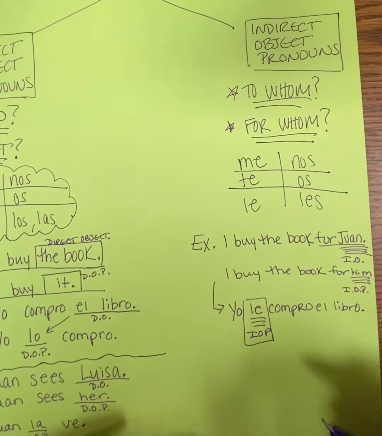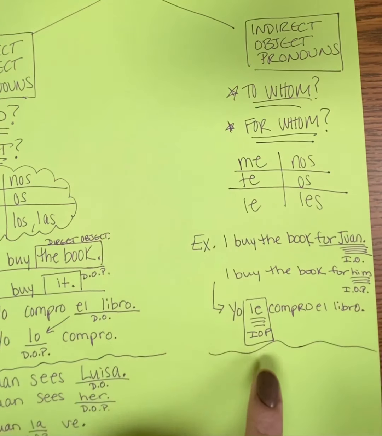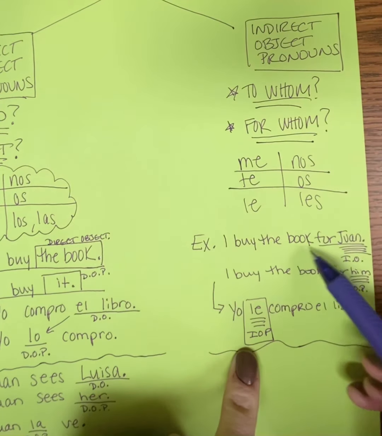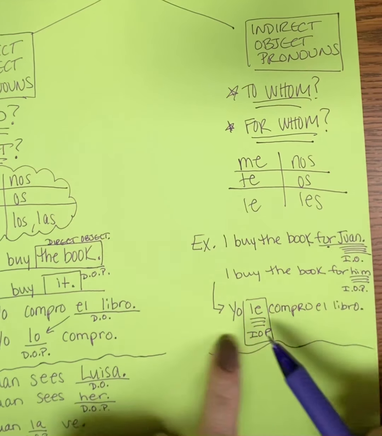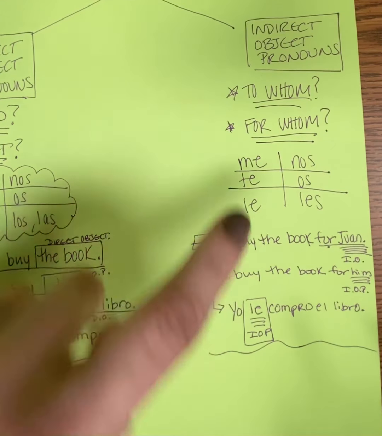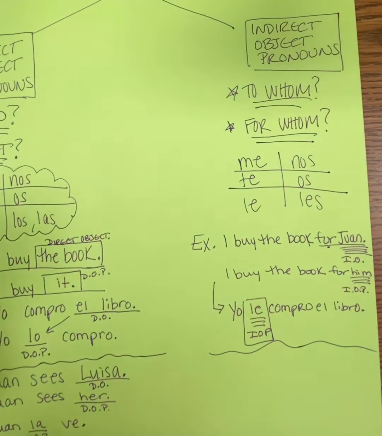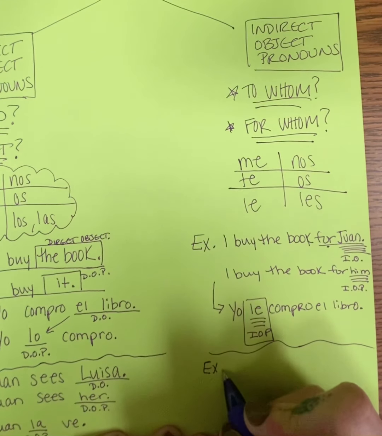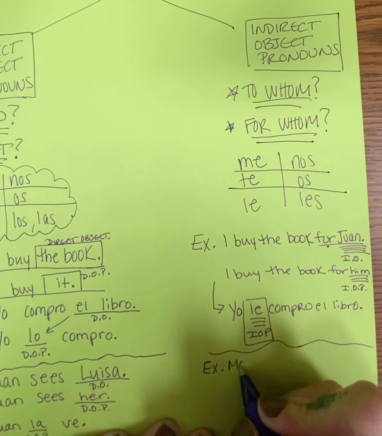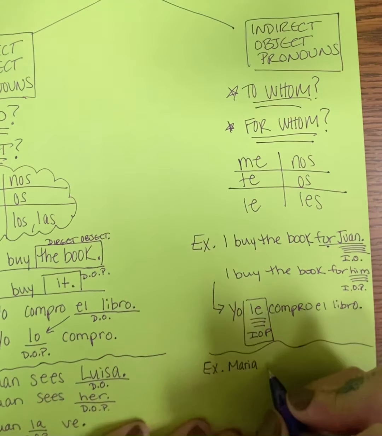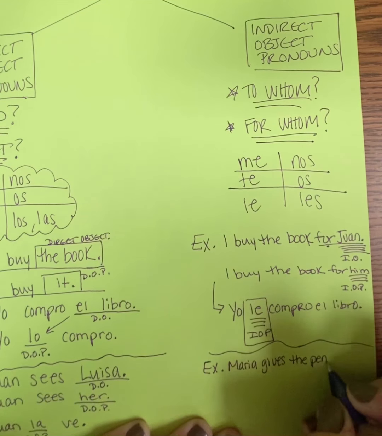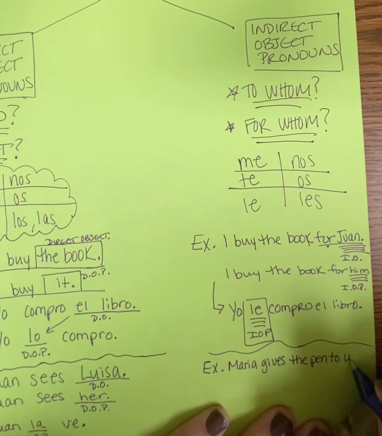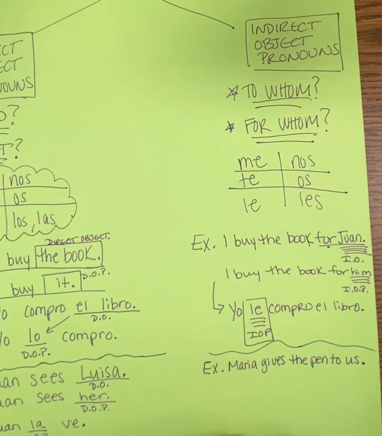Okay? Let's do another example here. Because this one answered the question, for whom. I buy the book for Juan. For whom do I buy the book? For Juan. Pronoun, for him. Yo le compro el libro. That answers the question, for whom. Let's do an example of to whom. Maria gives the pen to us.